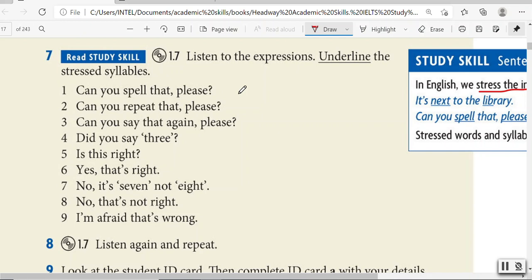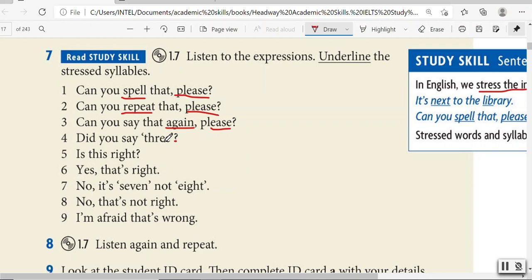Okay, every language has its own music, or intonation, in your speaking. You must make your voice louder and longer, or sometimes shorter. As I told you, every language has its own music, and in the English language we must stress the most important words or stressed syllables. For example, number 1, can you spell that, please? We have stress on spell and please. The second one, can you repeat that, please? Repeat and please are stressed because they are the most important words. Can you say that again, please? Again and please are stressed. And also, did you say 3?